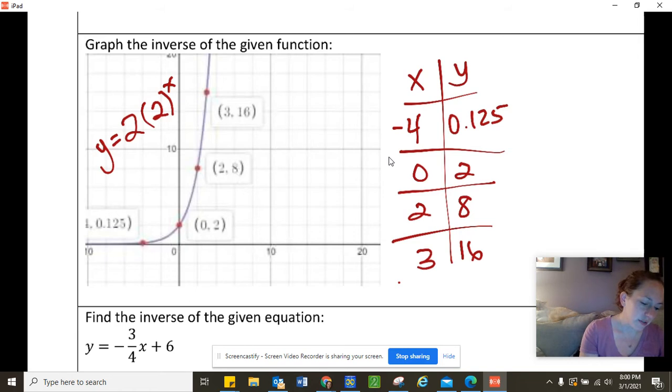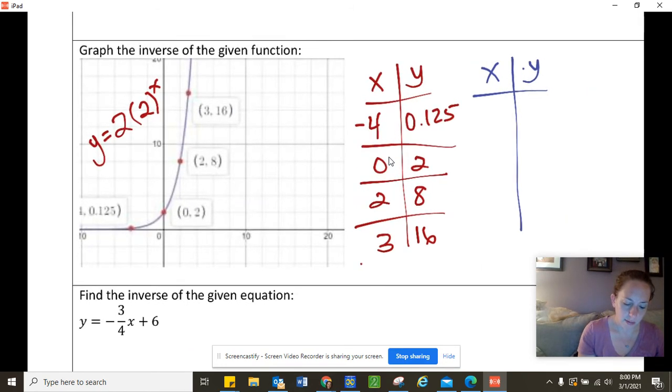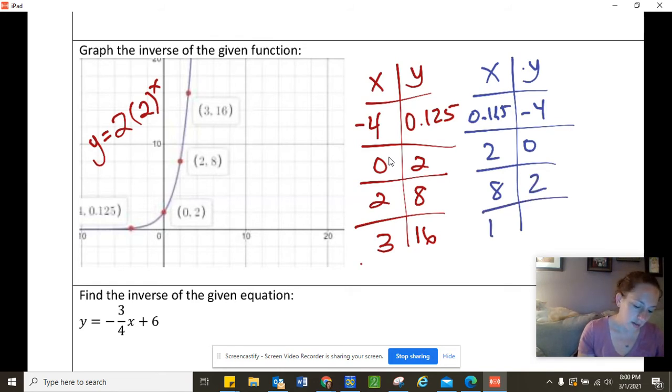To get the inverse, we're going to use a new table. Oops, why did I do that? I'm just so excited about reversing them. I'm not calling them the right thing. My new table, where I'm just going to swap them. So I've got 0.125 and negative 4. Then 2, 0. Then 8, 2. Then 16, 3.